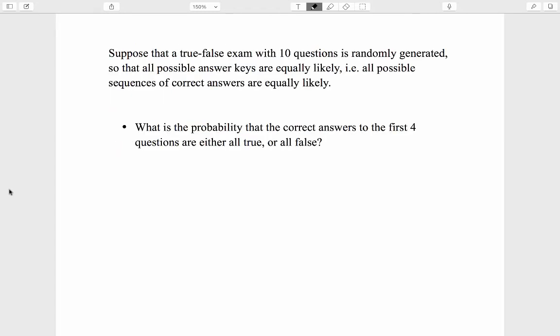Suppose that a true-false exam with 10 questions is randomly generated, so that all possible answer keys are equally likely. We can ask, what is the probability that the correct answers to the first 4 questions are either all true or all false? When you thought about this at the end of the last video, you might have realized that this problem is actually equivalent to the previous one about baseball teams playing one another.